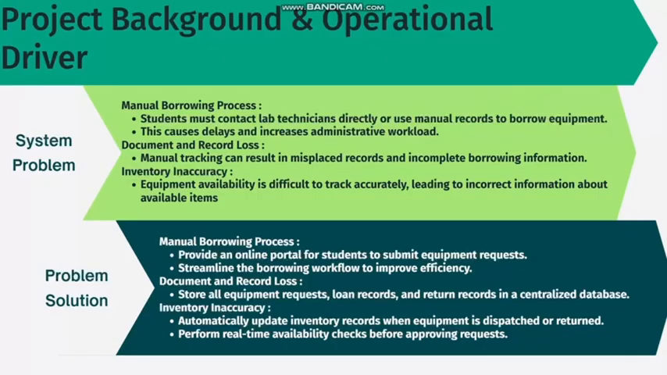And the third problem is inventory inaccuracy, which is the equipment availability is difficult to track accurately. It leads to incorrect information about available items. So the solution is to automatically update inventory records when equipment is dispatched or returned, and it performs real-time availability checks before approving requests.